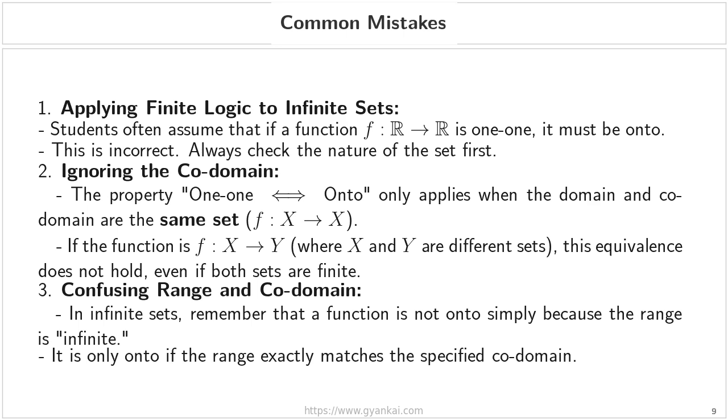Finally, be careful not to confuse the range with the codomain. When working with infinite sets, it is easy to think that because the range contains an infinite number of elements, the function must be onto. However, recall our example of the function f(x) equals 2x. While the range was indeed infinite, it still missed all the odd numbers in the codomain. A function is only onto if the range exactly matches the specified codomain, not just because the range is large.